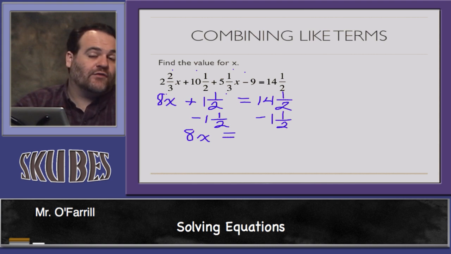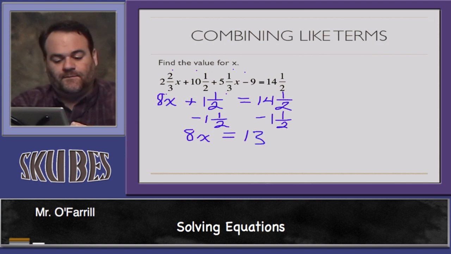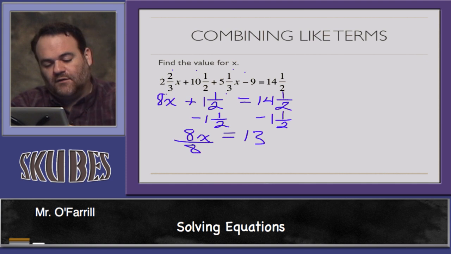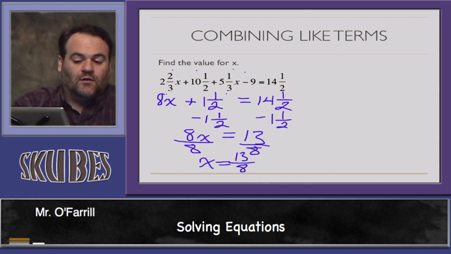14 minus 1 is 13. 1/2 minus 1/2 is nothing. So we end up with 8x equals 13. Divide both sides by 8, and x is apparently 13 over 8.